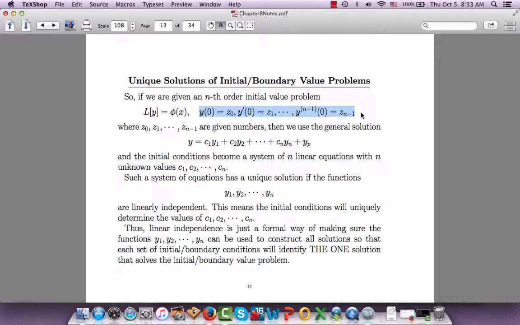And many of these conditions could actually be, you could have n conditions all about y itself. You could have y of 0 is 5, y of 10 is 3, y of 25 is 7. The point is, they don't have to be of this specific form, but if they are of this specific form, it's called an initial value problem.